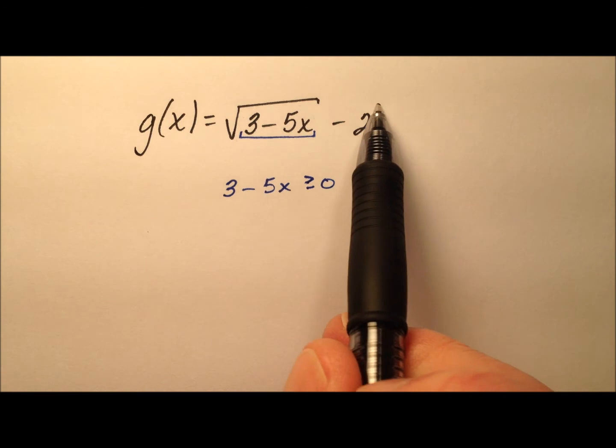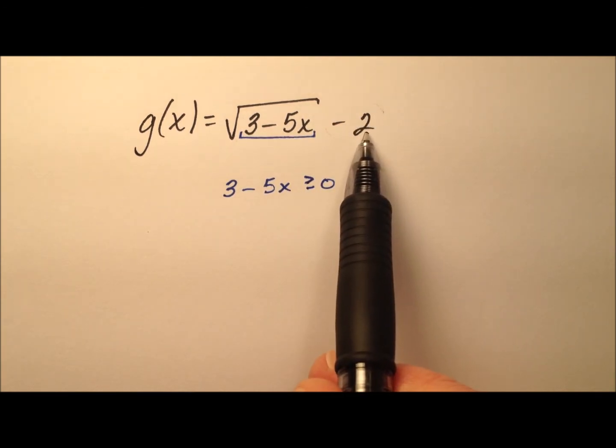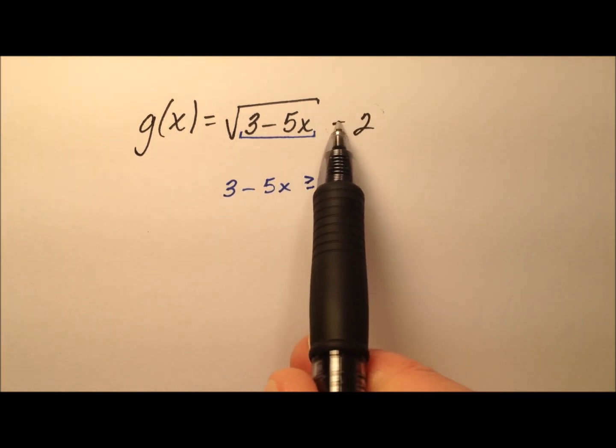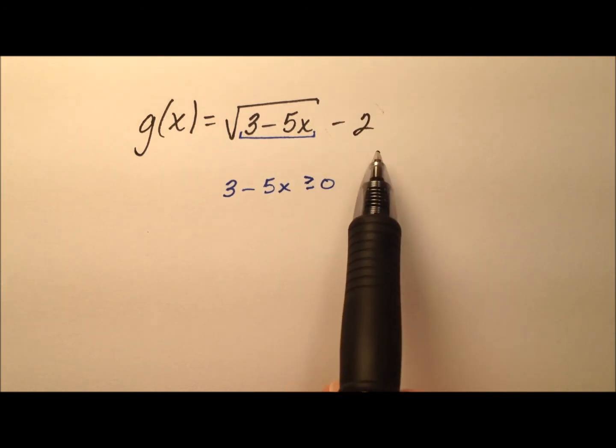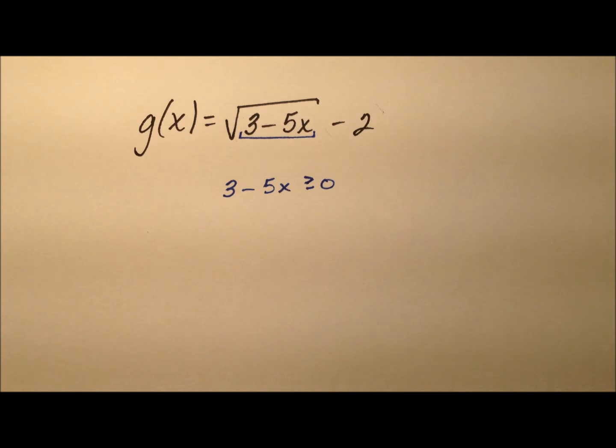And this negative 2 outside here is of no consequence when it comes to the domain because the negative 2 is just a vertical translation of the graph and it's down 2 units. So no bearing on its domain.